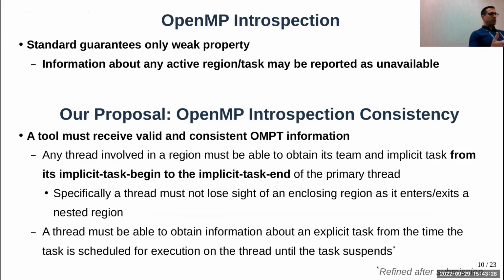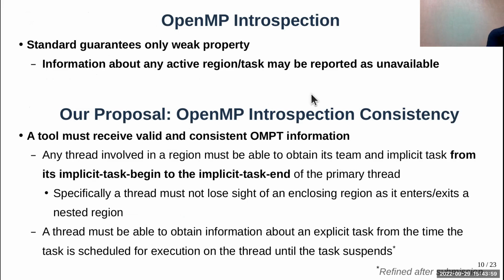So when we check the standard specification, it did not cover this case. It just guarantees a weak property. This means that information about an enclosing region may be reported as unavailable during the creation of a nested region. So we think that's not good, because there are blind spots where a tool might not know that an enclosing region exists, even though it's fully assembled and has been executing for some time.